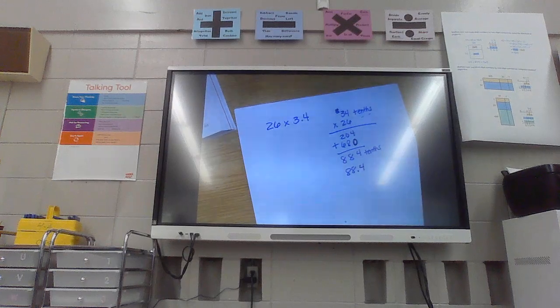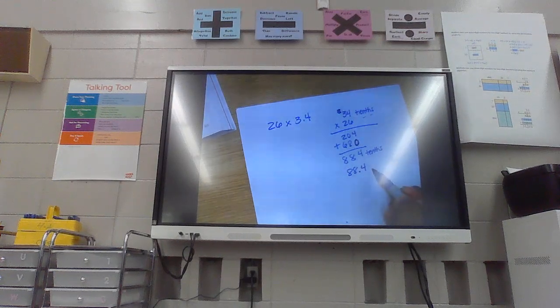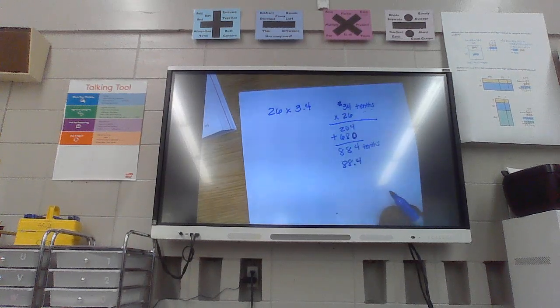And 4 tenths. That's it. Do I need to write the word tenths back here? No, because I already changed it into a decimal form. So what's that answer? 88 and 4 tenths.